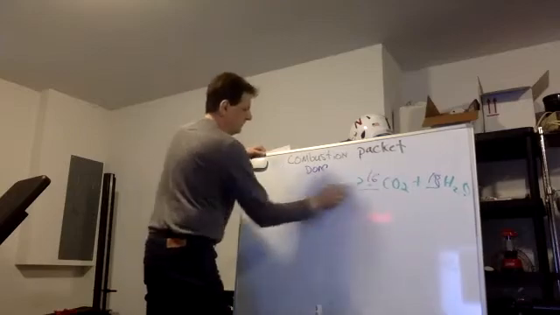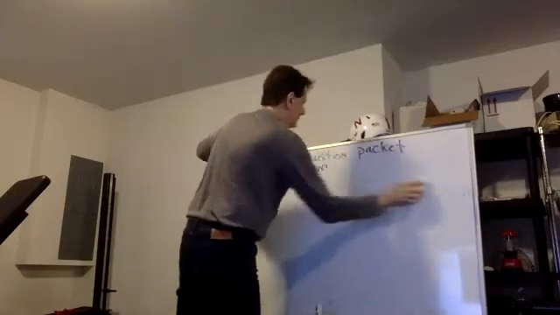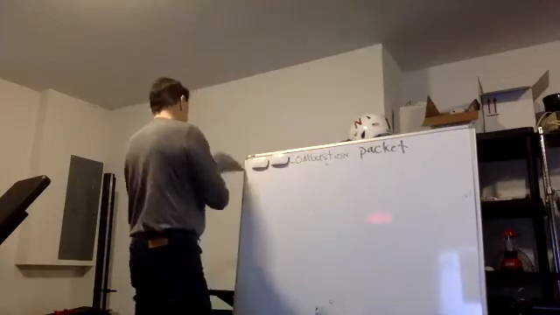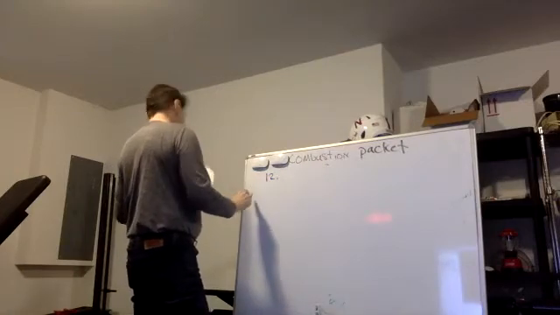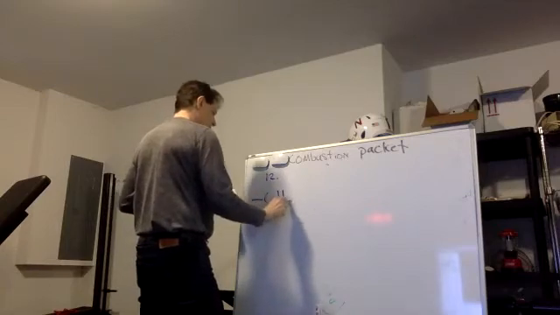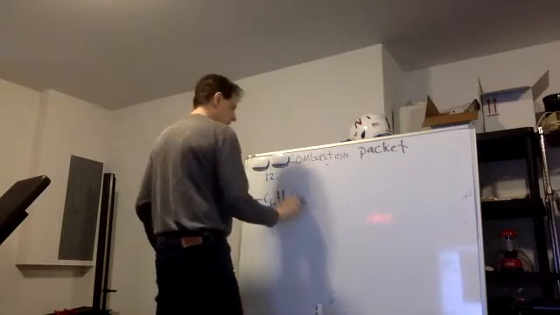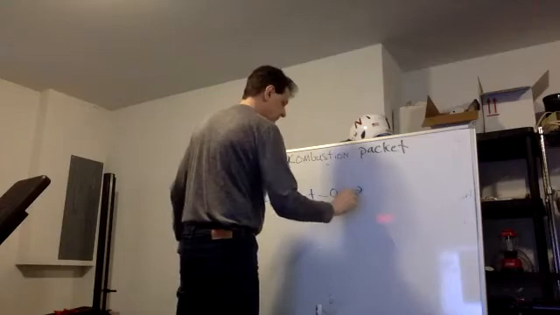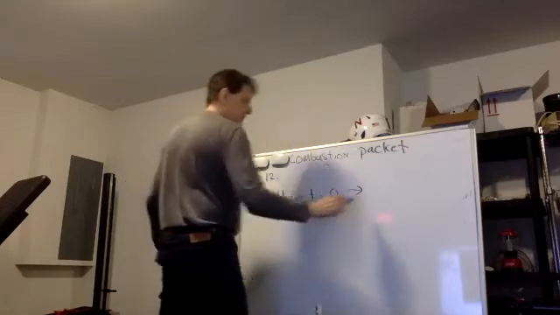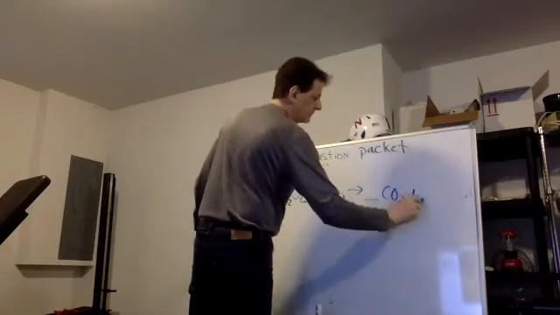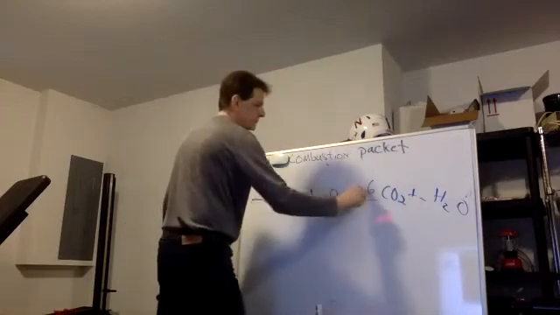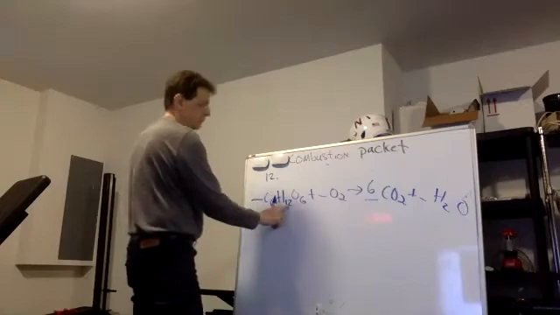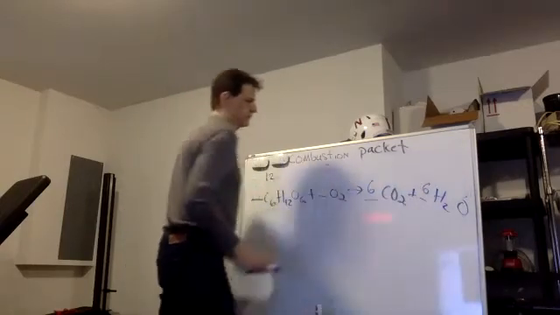Number 12. C6H12 plus O2 to CO2. I can even write that 6 in there. I'm sure that's correct, and it is because you put the 6 there from carbon. 12 is hydrogen, so you're going to need another 6.